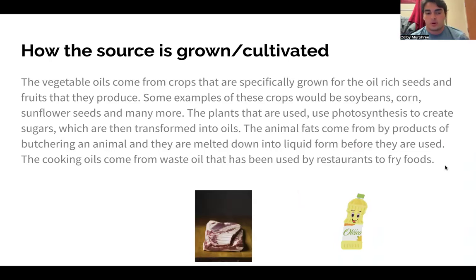So, how the source is grown: the vegetable oils come from crops that are specifically grown for their oil-rich seeds and the fruits they produce. Some examples of these would be soybeans, corn, sunflower seeds, and many more. The plants that are used use photosynthesis to create sugars, which are then transformed into oils. Animal fats come from byproducts of butchering an animal, and they are melted down into liquid form before they're used. The cooking oils come from waste oil that has been used by restaurants to fry foods.